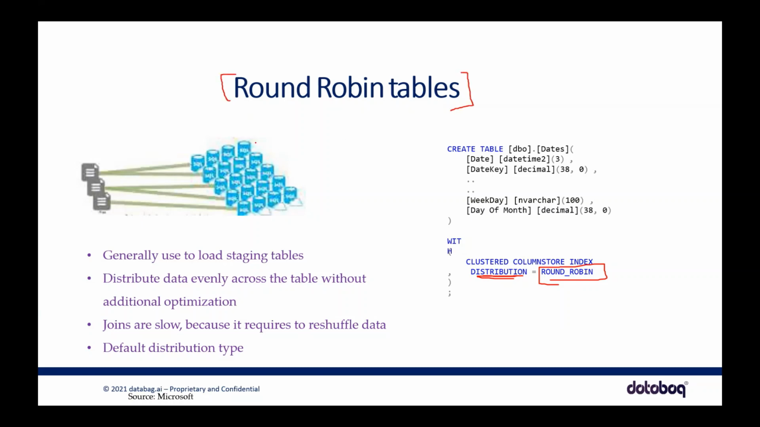What it does is, let's say you have compute node 1, compute node 2. Let's assume that you have only 2 compute nodes. When you're trying to insert the data, it evenly tries to send record 1 to this, record 2, record 3, record 4, record 5, record 6. So it evenly tries to distribute the data to these 2 compute nodes. Round robin will distribute some data to compute node 1, some data to compute node 2. It is generally used to load the data and distribute data evenly across the table without additional optimization.